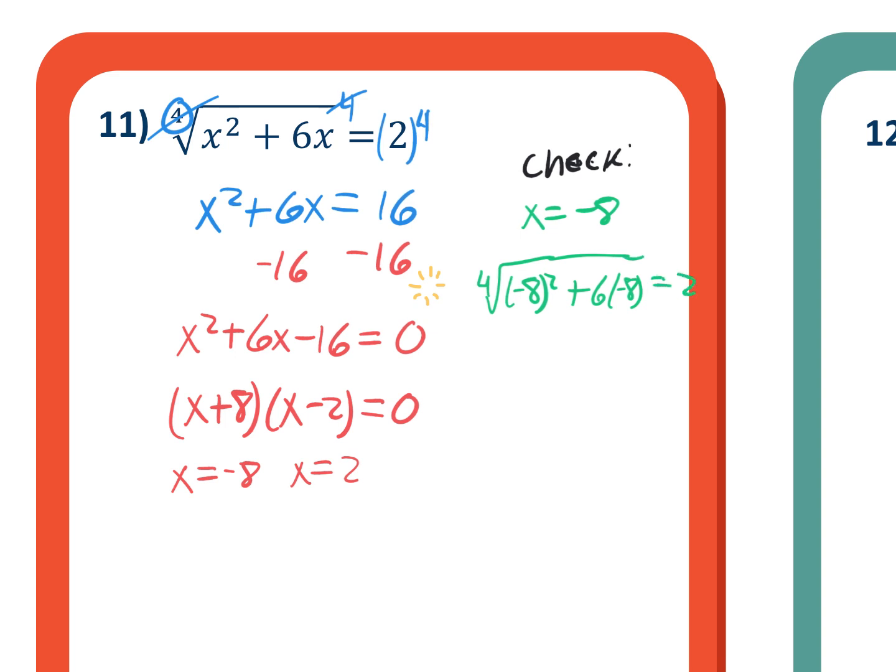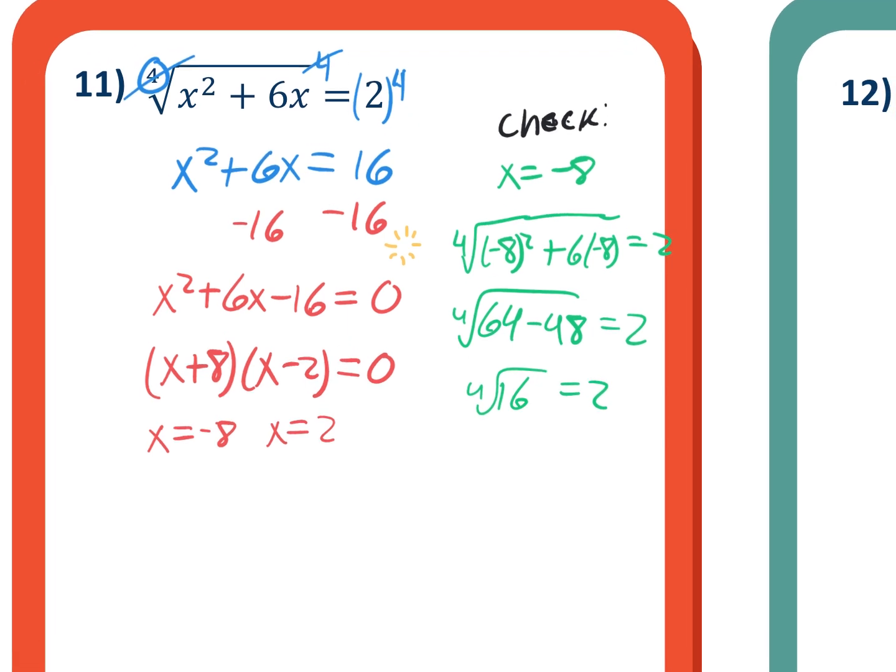Negative 8 squared is going to be a positive 64, right? Negative times negative is positive. And 6 times negative 8 is going to get you a negative 48. All right, and that's under a 4th root, equals 2. And then 64 minus 48 is going to get you 16. So we get the 4th root of 16 is 2. Is this true? It is, right? 4th root of 16 is 2. We get 2 equals 2, x equals negative 8 is a solution.